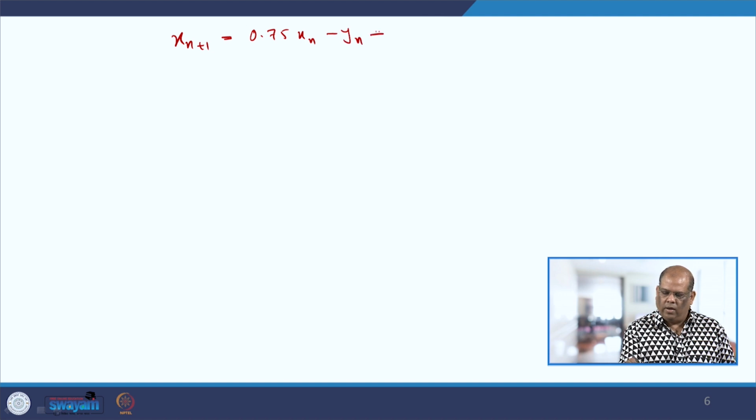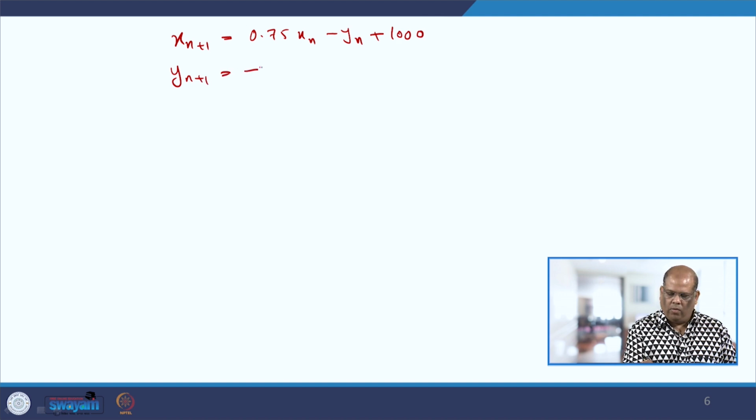Now, let us take the second example, say non-homogeneous equation xn plus 1 equal to 0.75 xn minus yn plus 1000, and yn plus 1 equal to minus 0.5 xn plus 0.25 yn plus 1500.